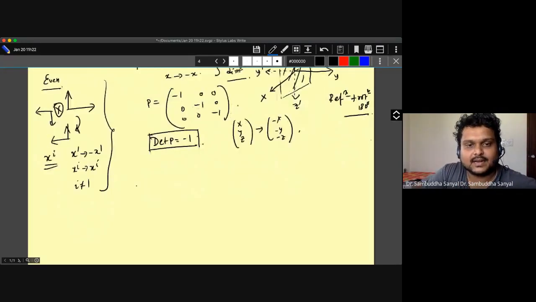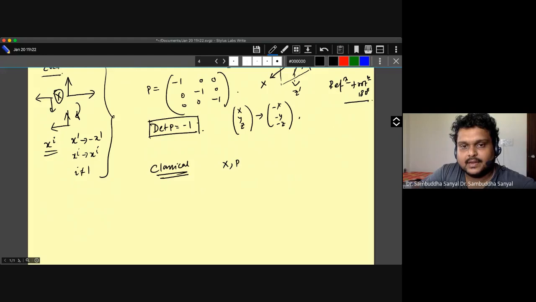So let's see what the classical parity will do. Classical parity will do the following. It will take x, p to minus x, minus p, obviously because p is m x dot.